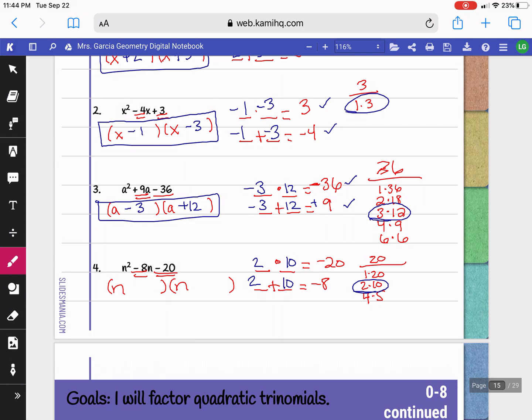Now I can worry about the negatives. I want negative 8, so that means my bigger number, or both, have to be negative. So since we have to subtract, that means one of them is negative, and my bigger number, negative 10, would work. 2 plus negative 10 is negative 8, and 2 times negative 10 is negative 20. So now if I fill in my factors, I'll fill in a positive 2 and a negative 10. So I have n plus 2 and n minus 10.